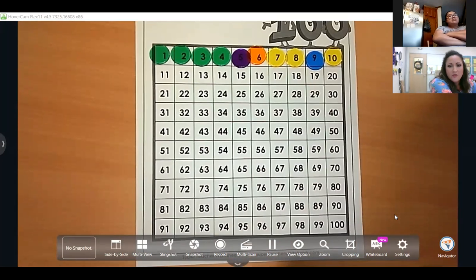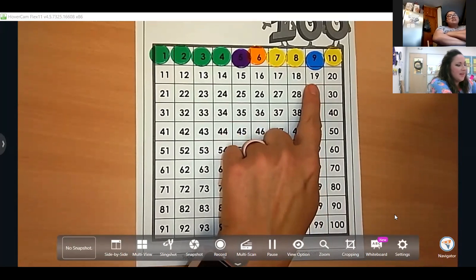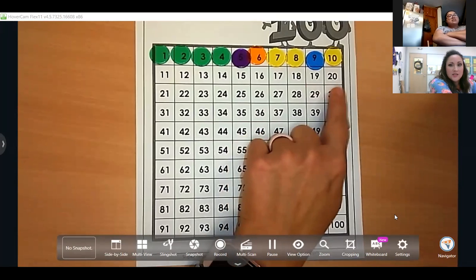Something else that is hard for students is to go from the last number to the 10.